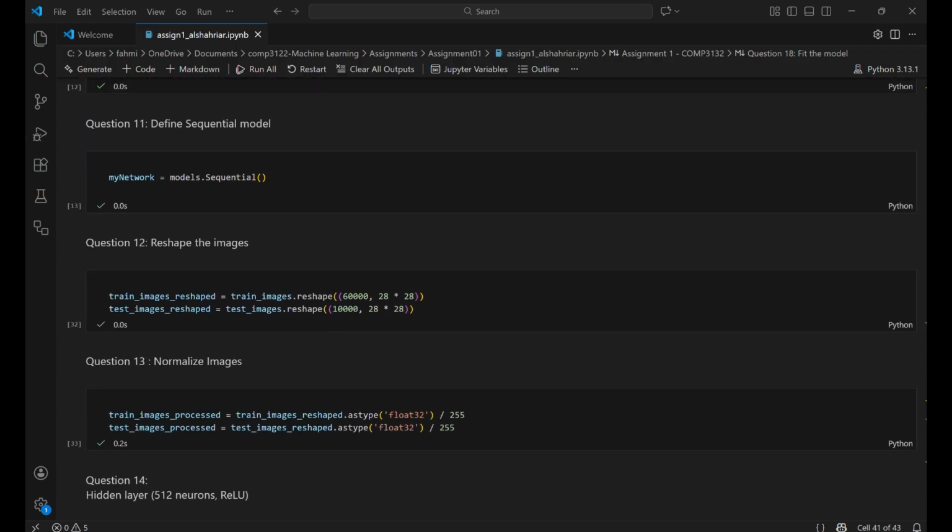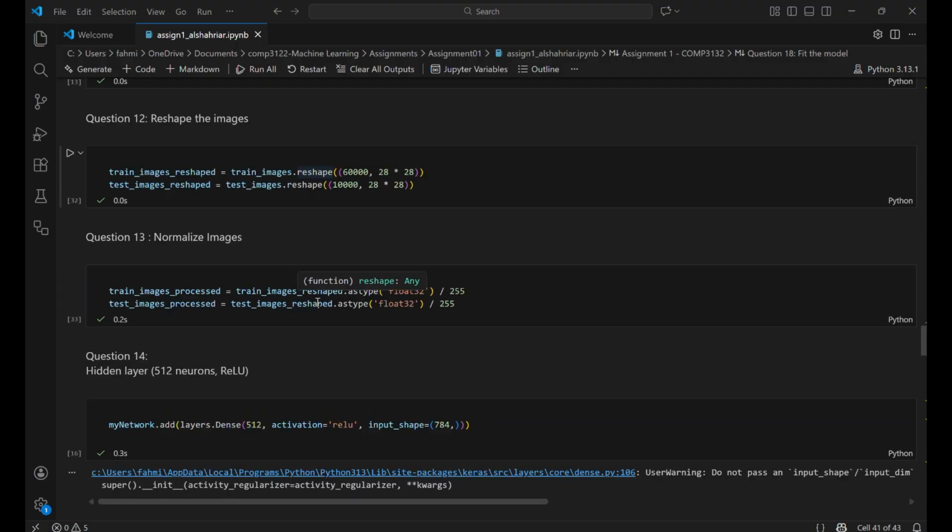Before building the neural network, I preprocessed the data. First, I reshaped each image from 28 by 28 pixels into a one-dimensional vector of 784, which is required for a fully connected neural network. Then I normalized the pixel values by dividing them by 255. This step scales the values between 0 and 1, which helps improve training stability and performance.